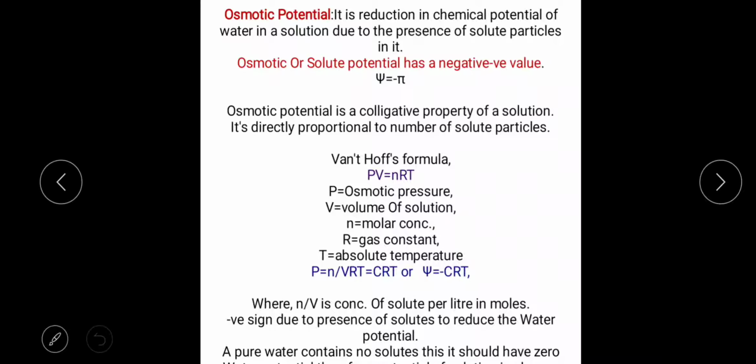Whereas osmotic potential is a reduction in the chemical potential of the water in a solution due to the presence of the solute particles in it. So obviously, with solute particles present, the chemical potential of water will decrease. Okay.